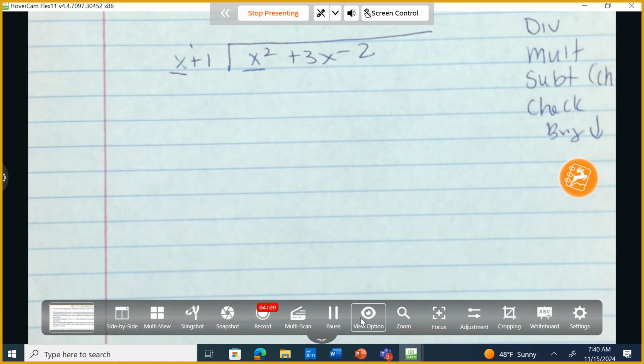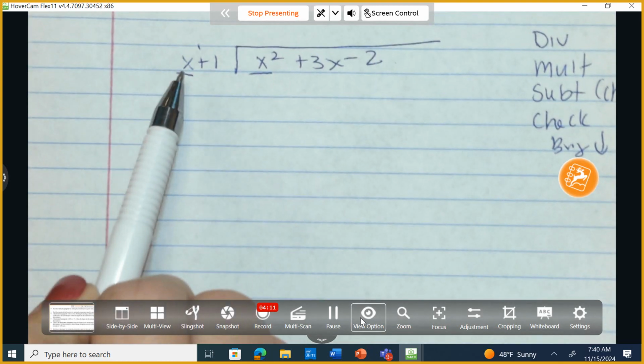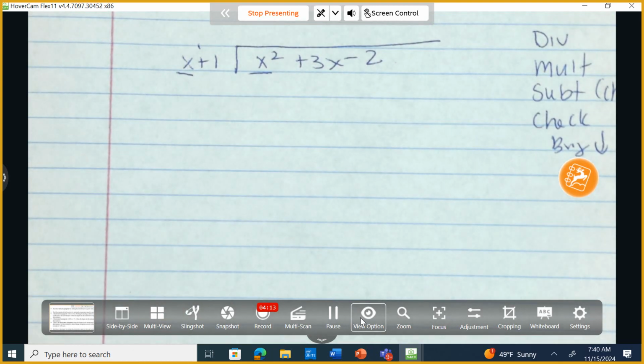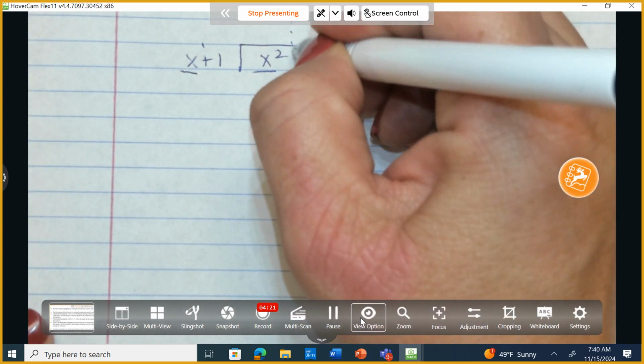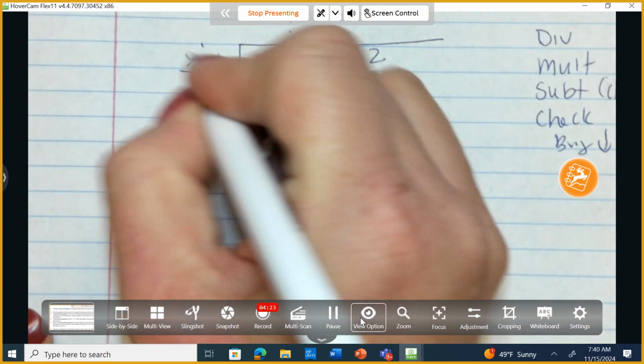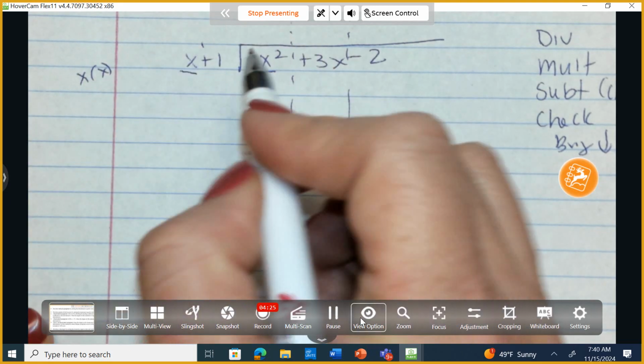So the first thing we're going to do is dividing. To do that, I say to myself, x times what quantity gives you x squared? And the answer is x. x times x is x squared. So think of this as three different columns here. And I agree, x times x is x squared.